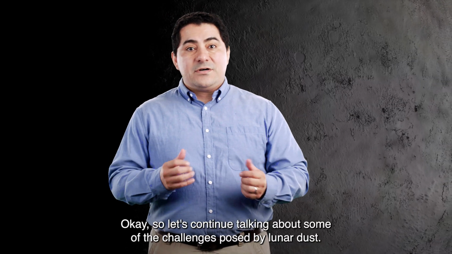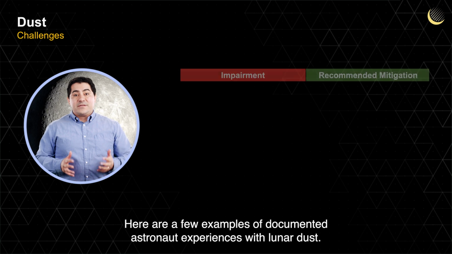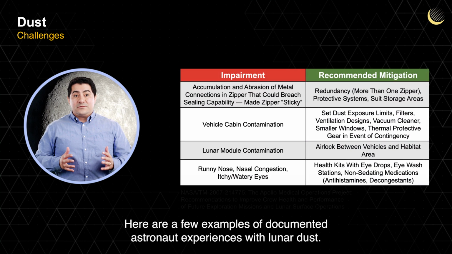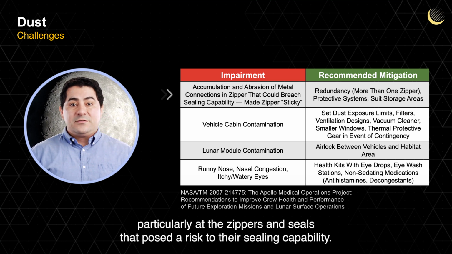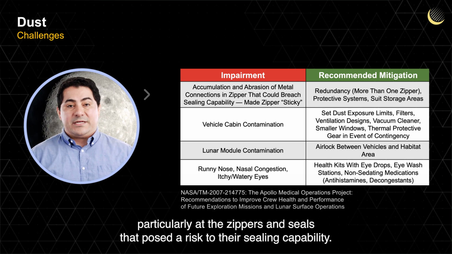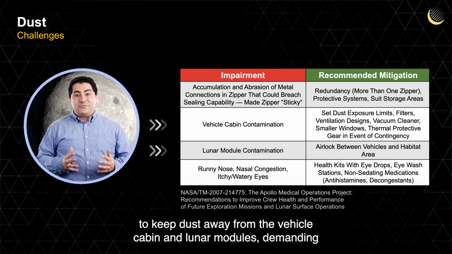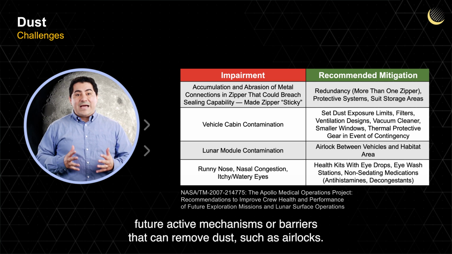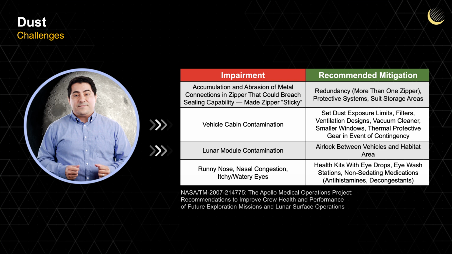Okay, so let's continue talking about some of the challenges posed by lunar dust. Here are a few examples of documented astronaut experiences with lunar dust. Lunar dust was pervasive, accumulating on astronaut suits, particularly at the zippers and seals that posed a risk to their sealing capability. It was also very challenging to keep dust away from the vehicle cabin and lunar modules, demanding future active mechanisms or barriers that can remove dust, such as airlocks.